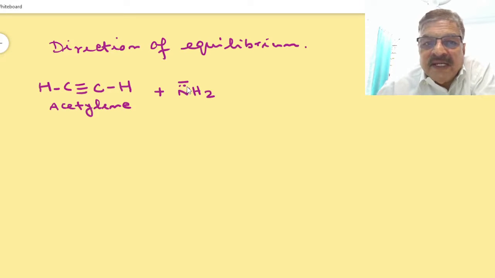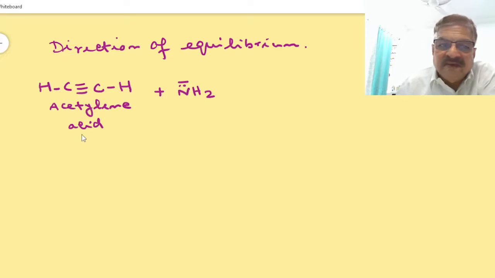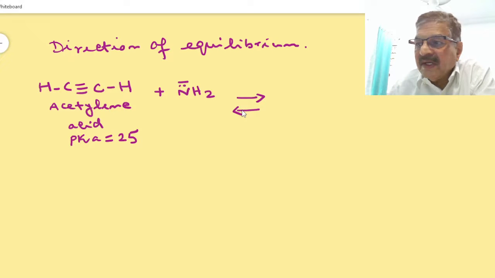First, we should identify which is the acid and which is the base here. This amide ion has a negative charge, so acetylene is the acid and this is the base. Acetylene is the acid. The pKa of acetylene is 25. This is the amide anion. So this is reacting. Which direction will the reaction proceed here?